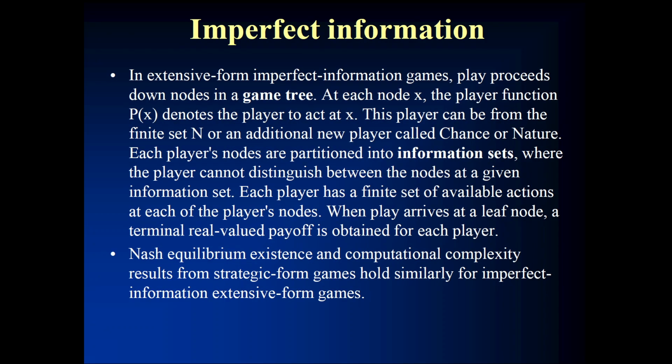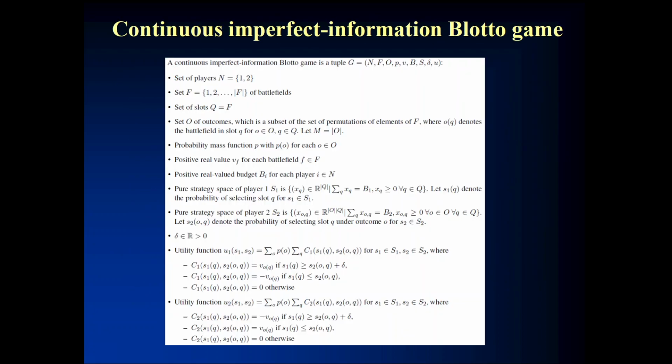Now, I'm not going to go over the whole definition of an imperfect information game, but basically players have some private information that the other player is not aware of. The existence and complexity results are similar for imperfect information games.